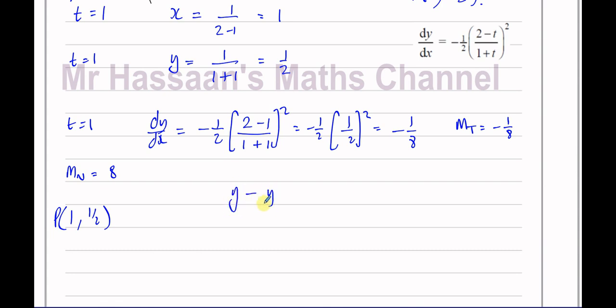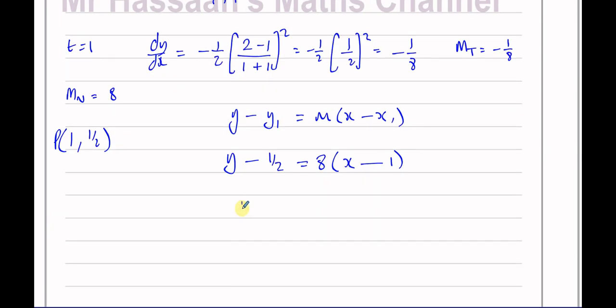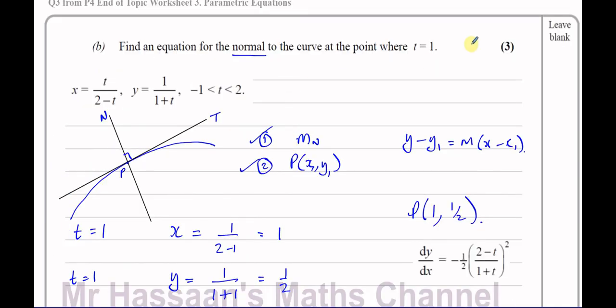So we're going to have y minus y1 equals m times x minus x1. So y minus the y coordinate of the point, which is a half, equals m, which is 8, times x minus the x coordinate of that point, which is 1. So now we can solve this. We can say, okay, y minus a half equals 8x minus 8. So y equals 8x, you have minus 8 plus a half, which is minus 7.5, which is minus 15 over 2. You can leave your answer like this because it didn't mention any form to write it in.